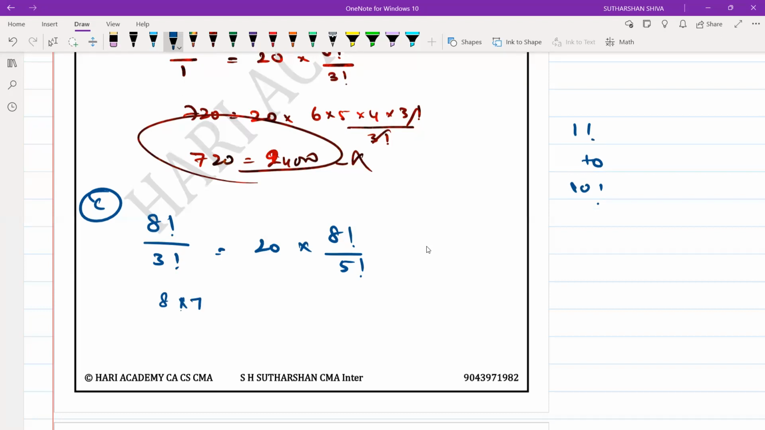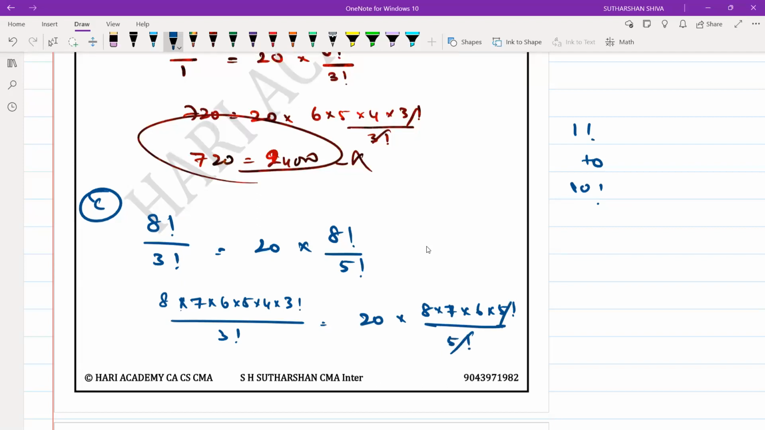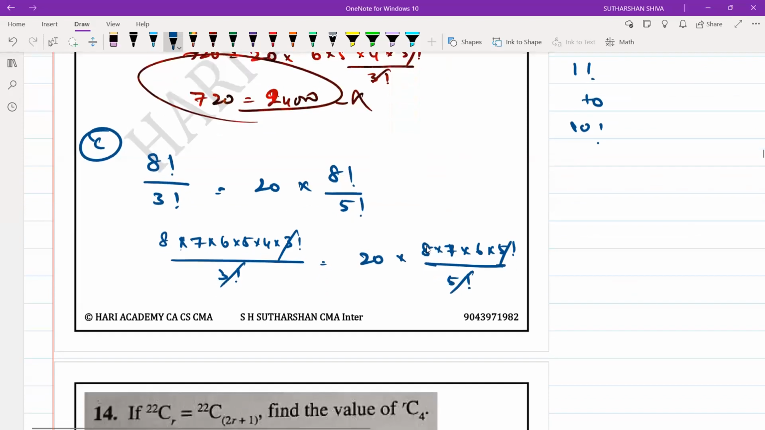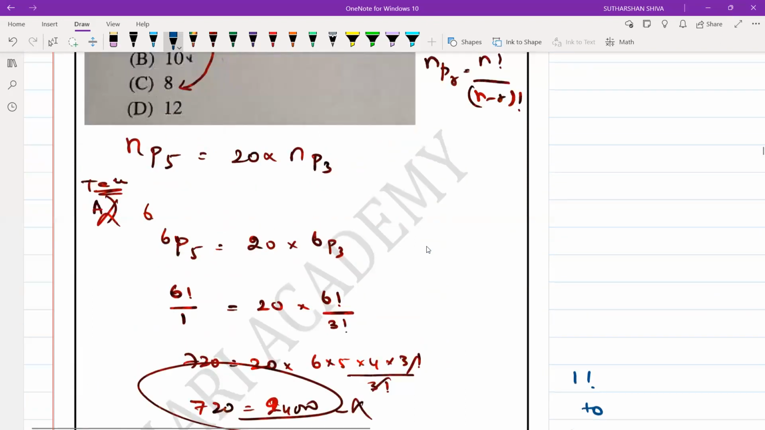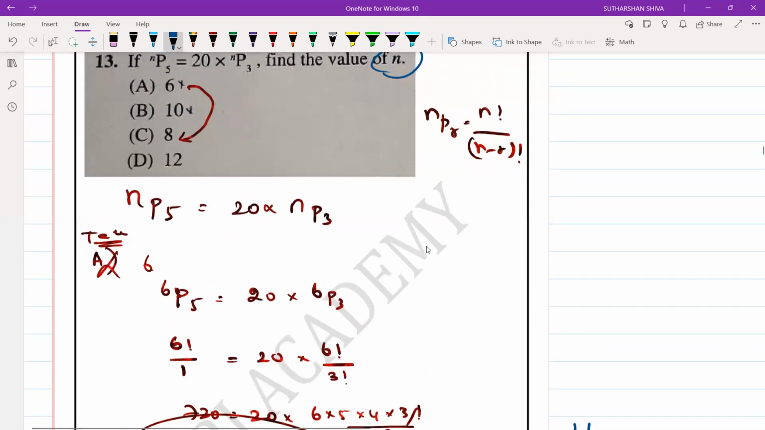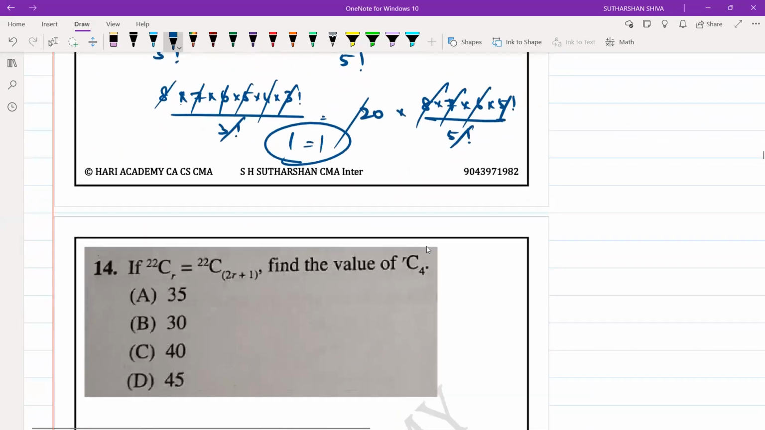It will become 8 into 7 into 6 into 5 into 4 into 3 factorial. For you, I am just writing it off. Other than that, I will never write this. Divided by 5 factorial. 5 factorial got cancelled. 3 factorial gets cancelled. So it will become 8, 7, 6 gets cancelled. 5 into 4, 20. So it is nothing but 1 equal to 1. So my value of n should be the same when C is equal to 8. So my answer is option C.